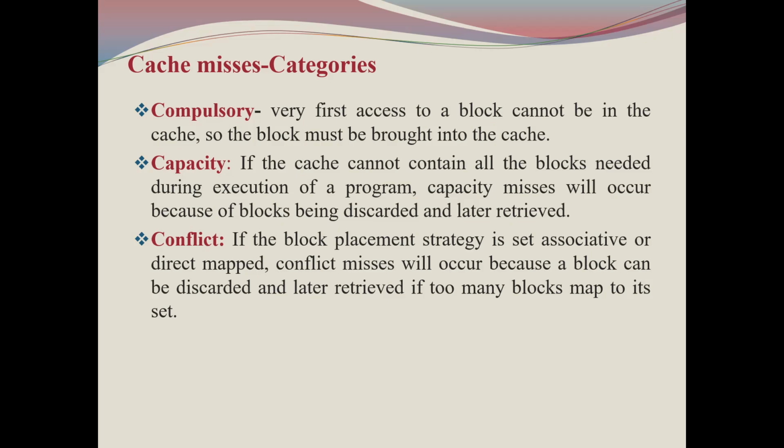So today we have learned about the cache memory, the locality of reference, the write back policy, the write through policy, the different types of cache miss categories, and the victim cache. In the next class we will discuss cache mapping.